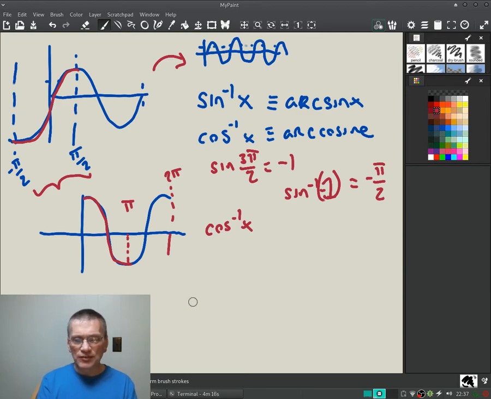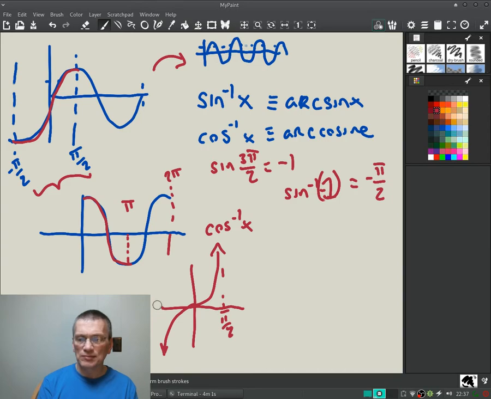And similarly for tangent. Tangent, remember, goes like this. Pi over 2. Or maybe you don't remember it. This is what it does. It's minus pi over 2.